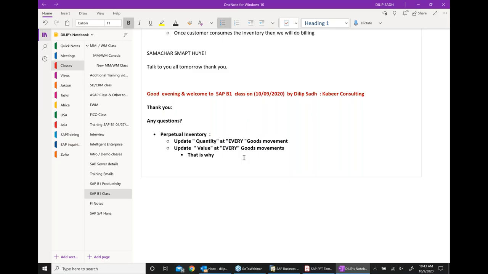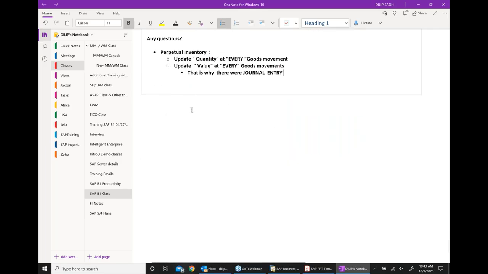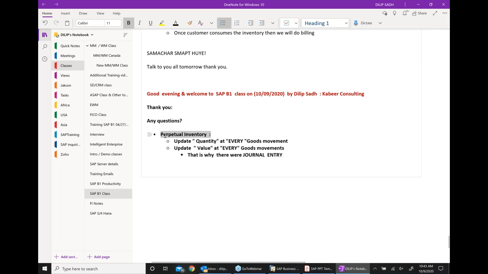That is why there was a journal entry. Remember, we talked about those journal entries. So what was happening is, that is why, in all the exercises and all the steps which we have done so far, we have used something called perpetual inventory.